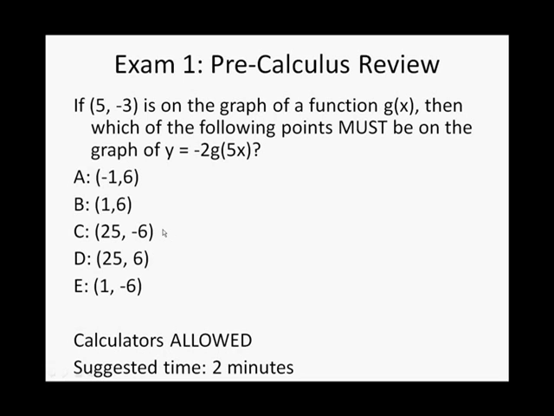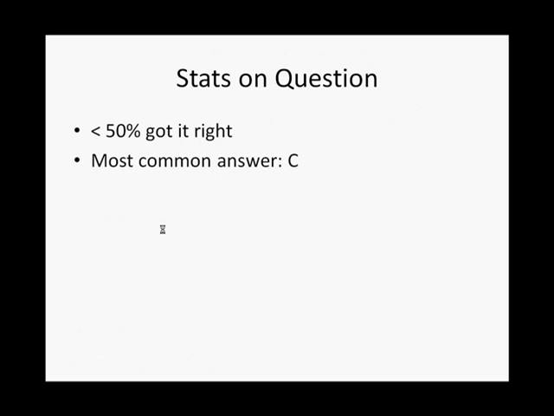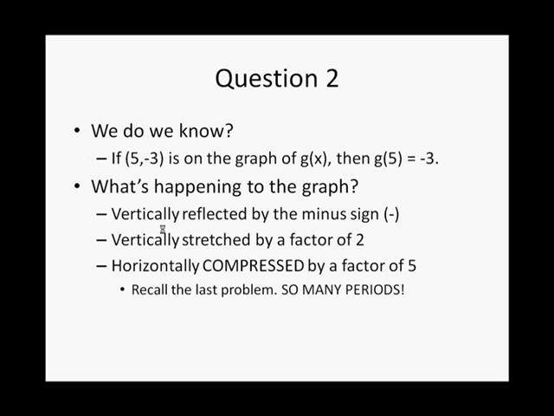Why would students think of this? Well, let's go back to what the -2 g of 5x actually does for the graph of the function. So, of course, what do we know? If we know that we have this point (5, -3) on the graph of g of x, then we know for a fact that g of 5 has to be -3. I think everybody could agree with that.